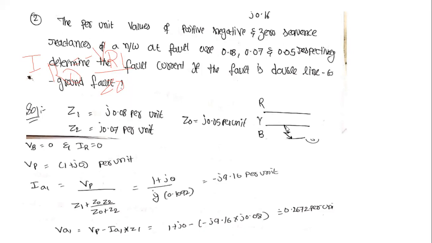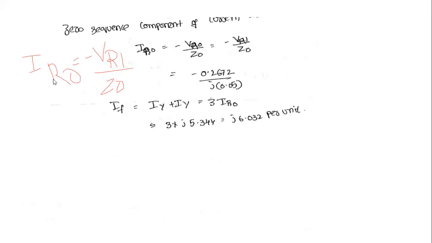Therefore, the fault is between the Y phase, the B phase and the ground. Then we calculate the zero sequence current for the R phase, IR naught, which is equal to minus VR1 by Z0, where VR1 is the positive sequence voltage for the R phase and Z0 is the zero sequence impedance. Next, we calculate the fault current, IF.